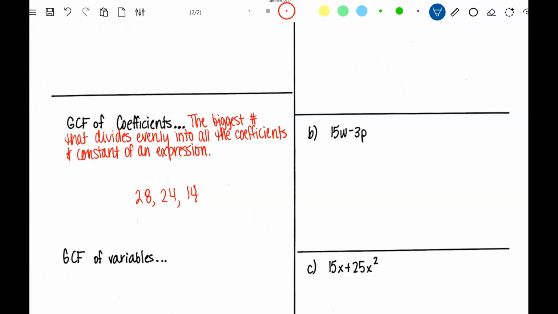Okay, so you don't have to look at all of the factors of all three of those numbers. You just have to look at the factors of 14, because the greatest common factor is not going to be bigger than the smallest number. So the numbers that go into 14 evenly are 1, 2, 7, and 14. The biggest one of those that goes into all three terms here is 2. So the greatest common factor of those three numbers is 2.